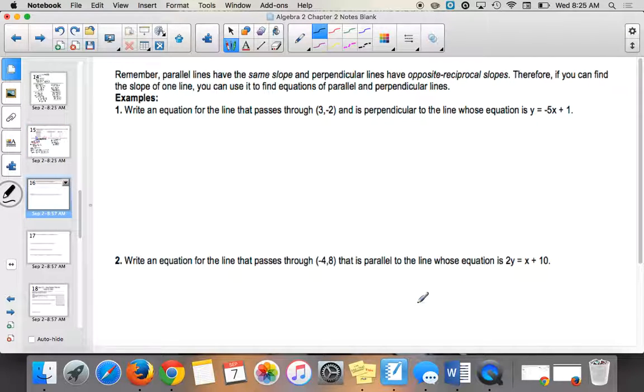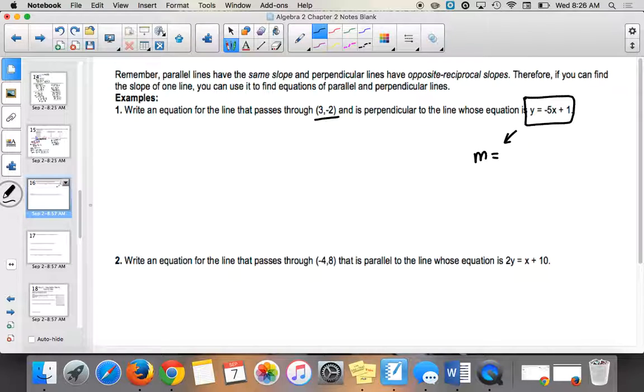Lines are very useful in real life. All right, so it says, remember parallel lines have the same slope and perpendicular lines have opposite reciprocal slopes. So therefore, if you find the slope of one line, you can use it to find equations of parallel and perpendicular lines. So here's some more practice on that. So number 1 says, write an equation for the line that passes through 3, -1 and is perpendicular to this equation. So for perpendicular, then we want to know what our new slope is.